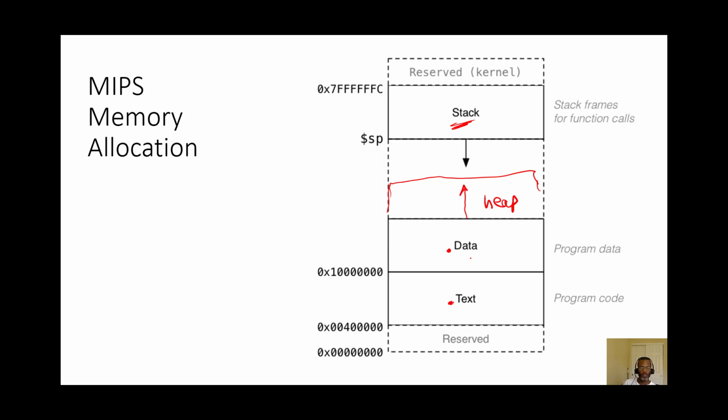The text segment is our code. Notice that over here on the left, we start from the very bottom at 0. We go up to 004 with 5 zeros afterwards, and it keeps increasing in value. 1, 2, 3, 4.